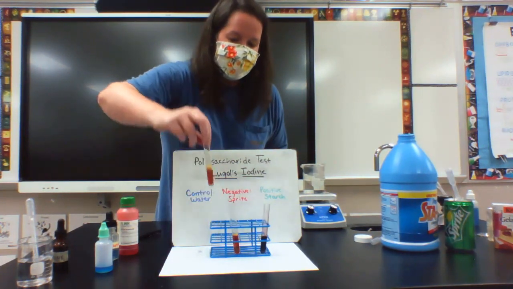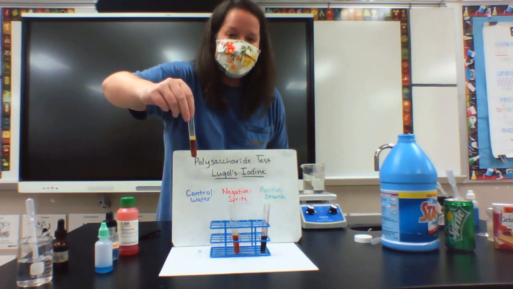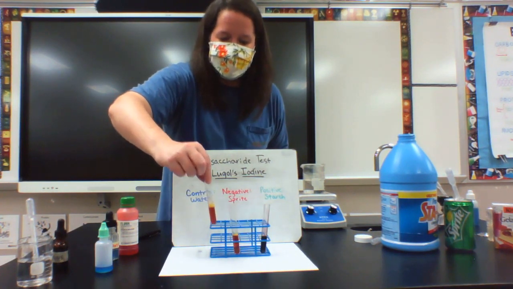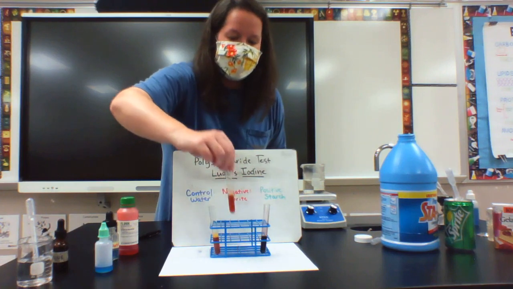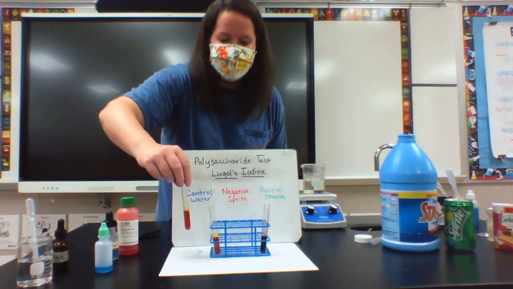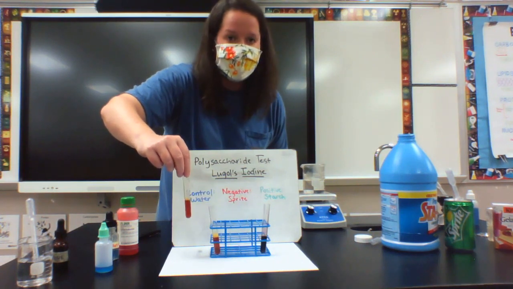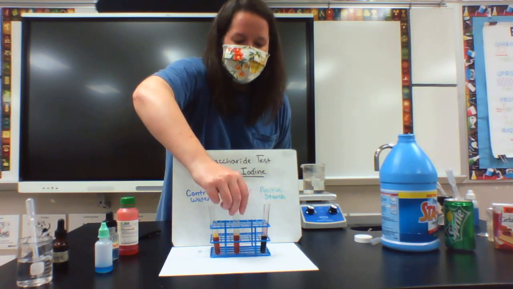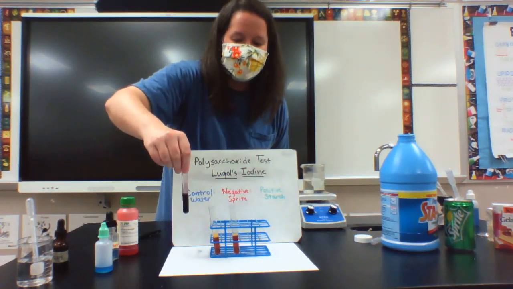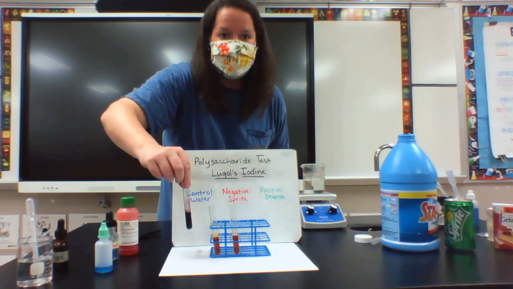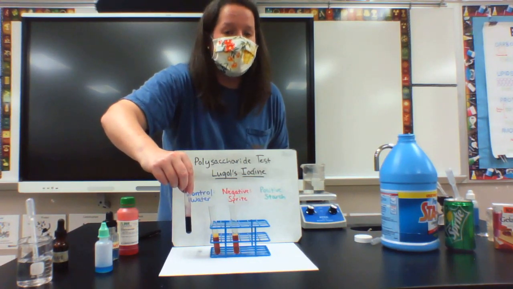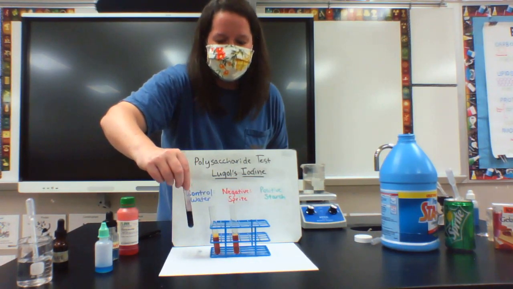So our water is really just the color of the iodine. It's a reddish brown color. Same for the Sprite. It's that reddish orange brown that is the color of the iodine. And then for our starch, we see that purplish black color. The purplish black color is the positive result for the polysaccharide iodine test.